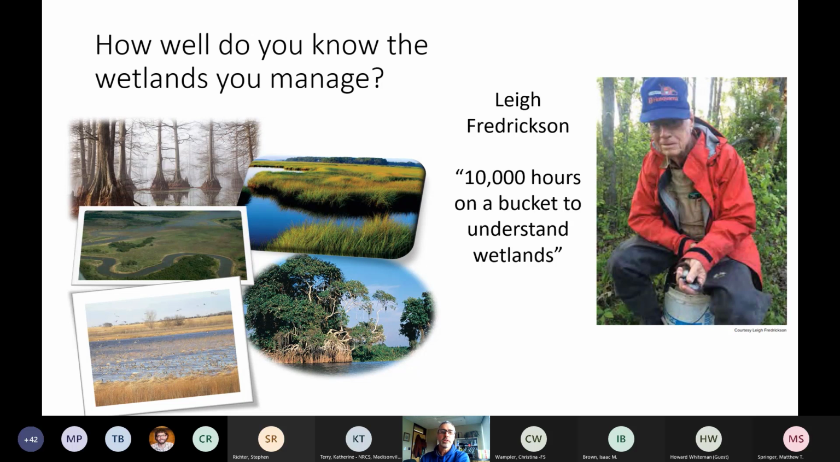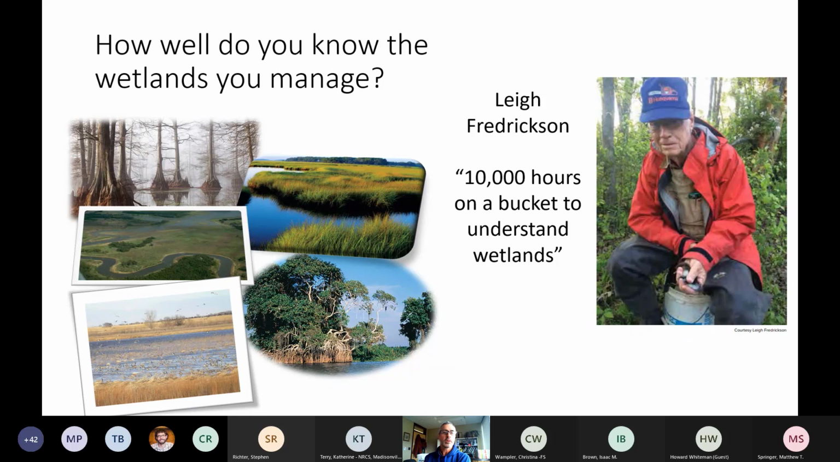Well, Lee Fredrickson, an important wildlife, waterfowl, wetland ecologist, suggests that you need to spend 10,000 hours on a bucket in a wetland to really understand wetland biology and wetland management. Here's my bucket. I'm getting ready to go out in a wetland after this presentation. However, as a manager of a wetland, it's often difficult to spend 10,000 hours in wetlands.